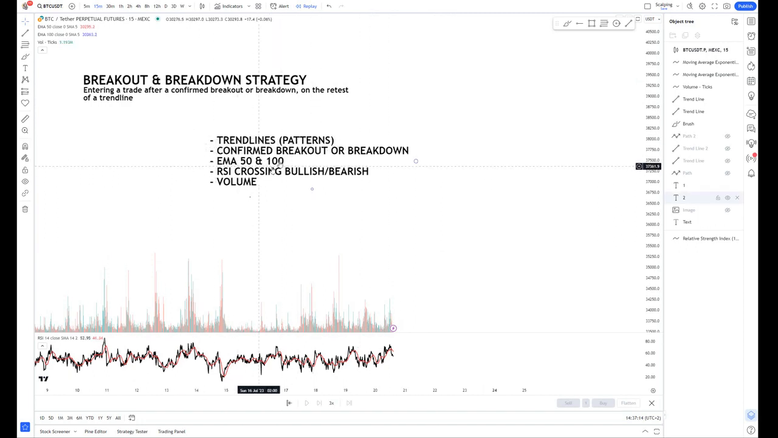Use the EMA 15, 50 and 100, and also the RSI and volume. Use those for confluence. So best case scenario, you have an RSI crossing bullish when you have a breakout, and an RSI crossing bearish on a breakdown. So in my case, black crossing down is bearish, black crossing up is bullish on the RSI, and you have a volume confirmation on the breakout, because if you have a breakout with volume, it means there are a lot of people buying or selling, so it could signal more downside or more upside.